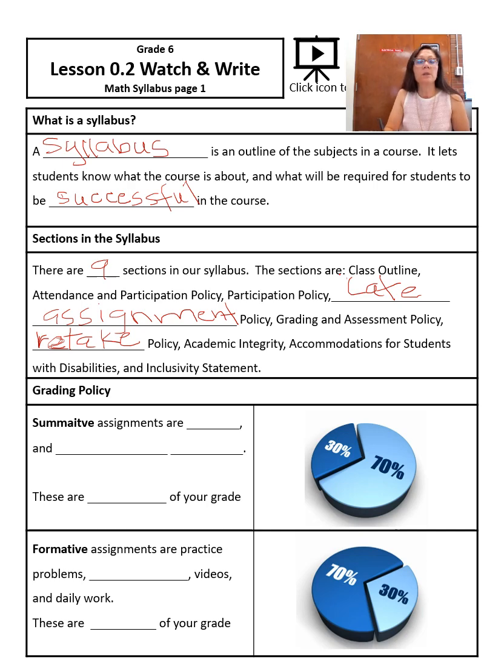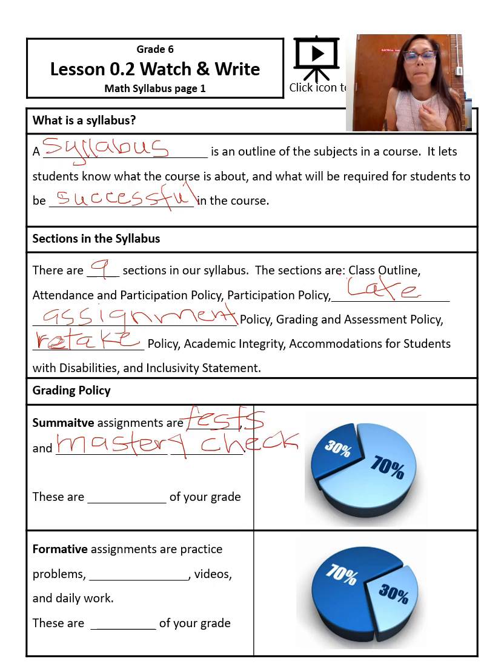Here is something I want to focus on, the grading policy. A lot of students and families want to know, how do I get my grade? Well, there are 2 categories of assignments. One category is called summative assignments. Summative assignments are basically tests. T-E-S-T-S, tests, and mastery checks. Mastery checks are summative assignments. Okay, tests and mastery checks are summative.